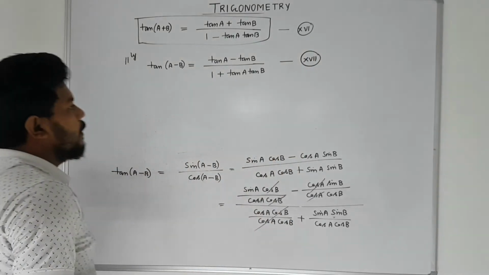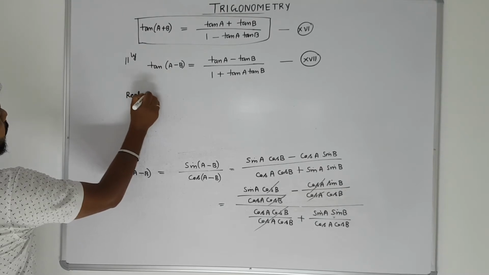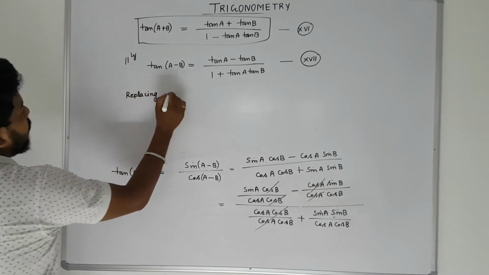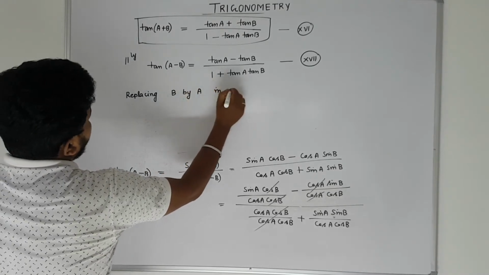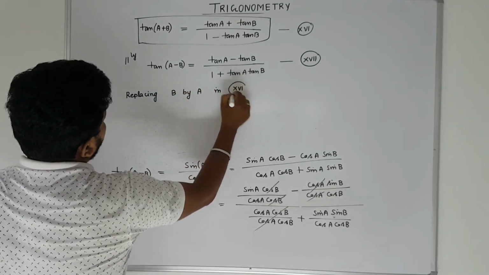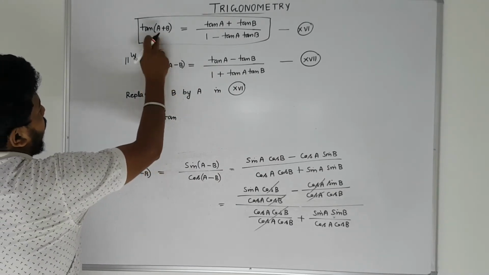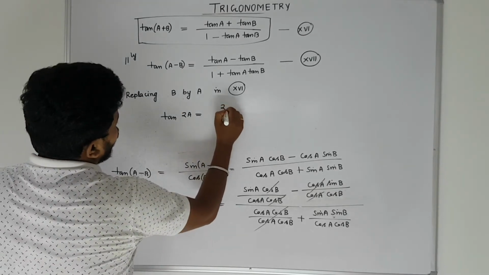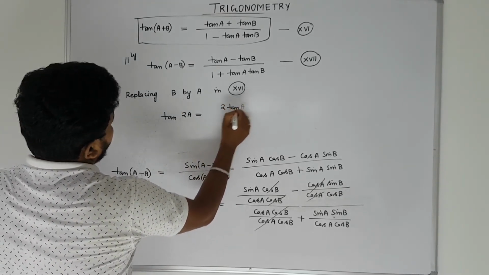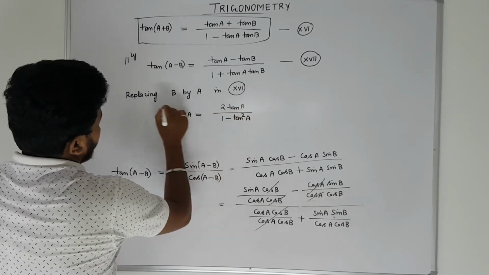This is number 16. Now replacing capital B by capital A in number 16, you will get tan A plus A, tan twice A is equal to twice tan A by 1 minus tan square A.